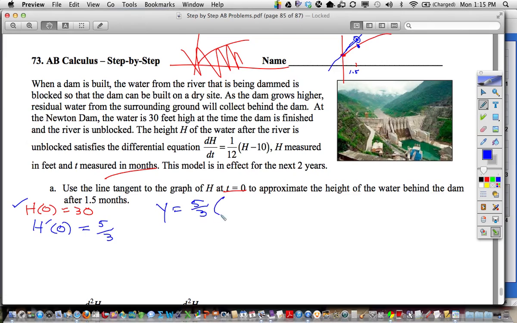5/3 plus 30. So I get y equals 5/3 x plus 30. There's my tangent line. Now what? Trying to find this point right here. Now I should have used t here instead of x actually, but plug in 1.5. So I get y equals 5/3. I should have put h actually.